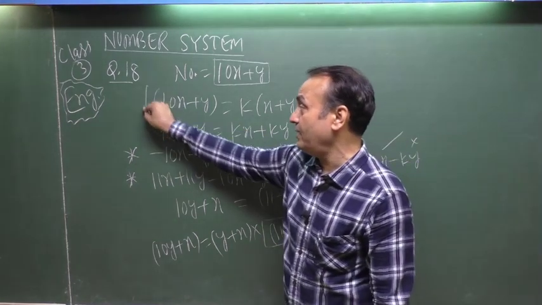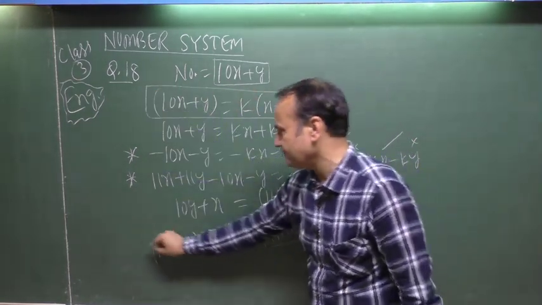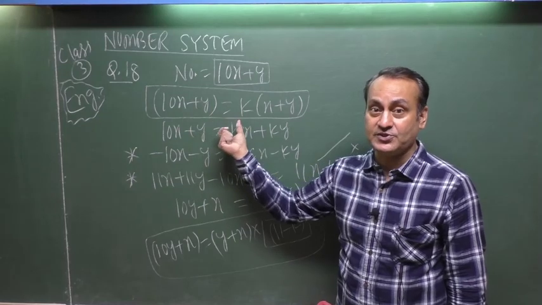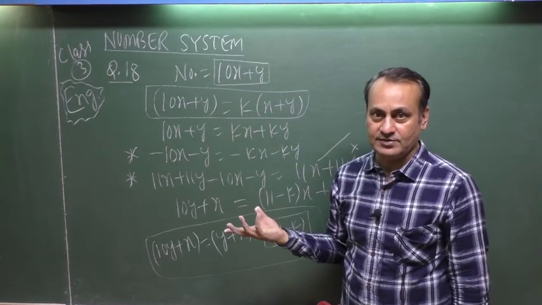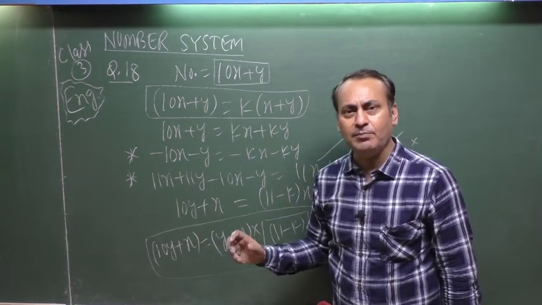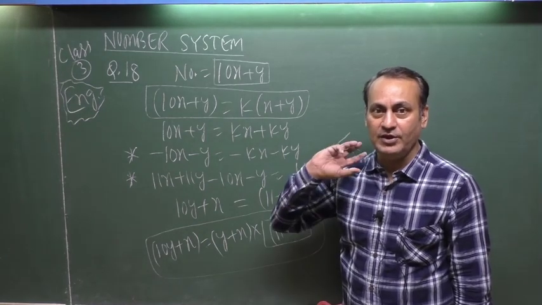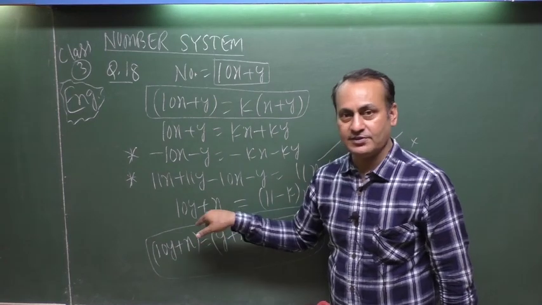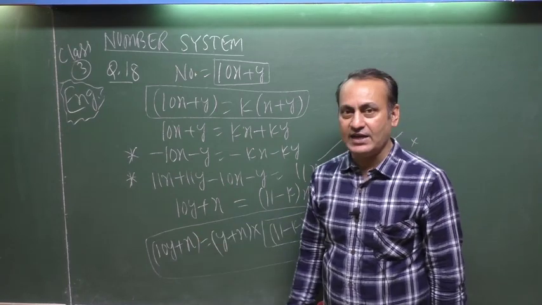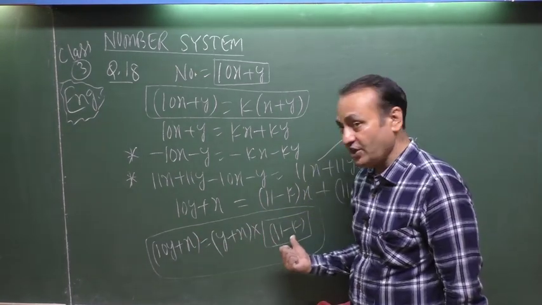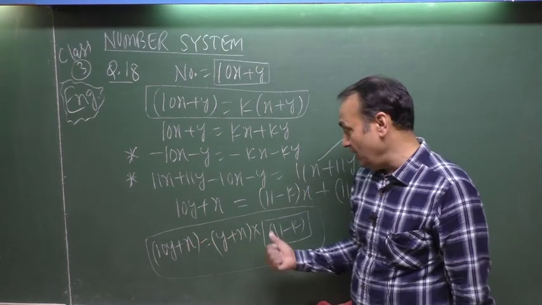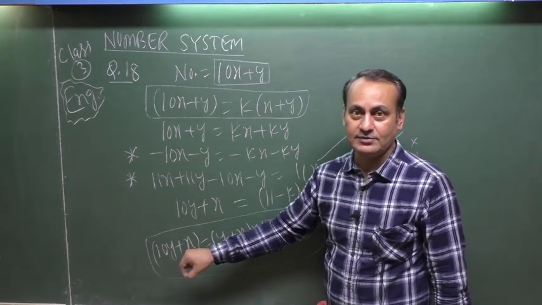Very seriously and carefully, see here. The question had told you a two-digit number is k times the sum of digits. After interchanging the digits, the number is 10y plus x, and this number will be how many times the sum of digits? This was the question. Initiated in this way, you got 10y plus x equals x plus y into 11 minus k. That means after interchanging the digits, the number is this one, and this number is 11 minus k times the sum of digits. Okay, done.